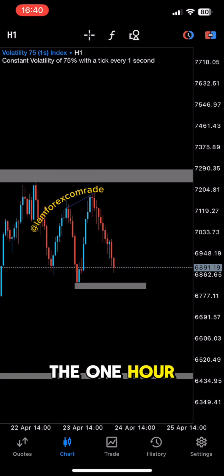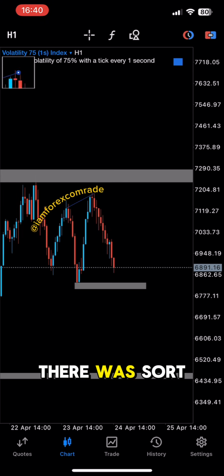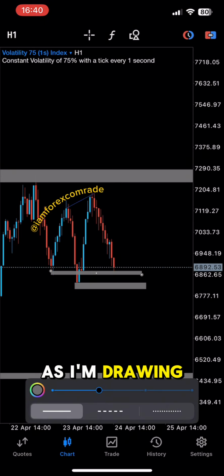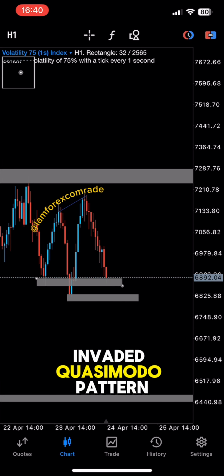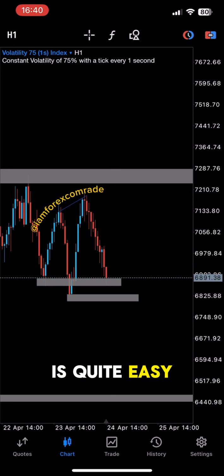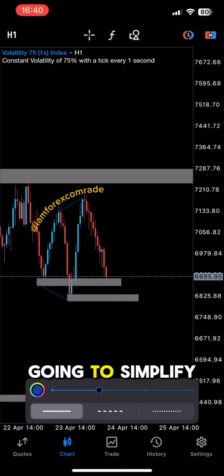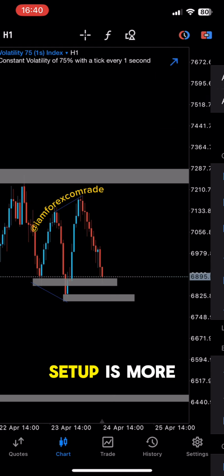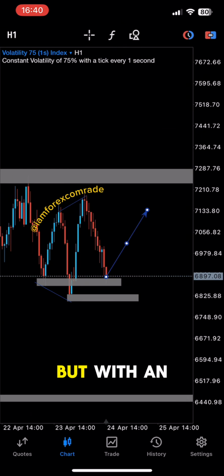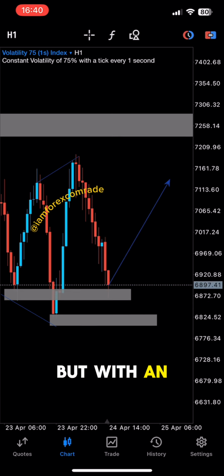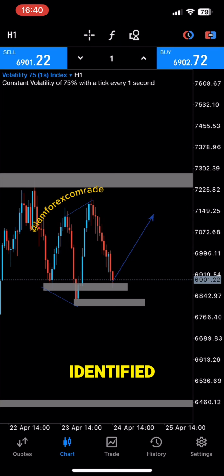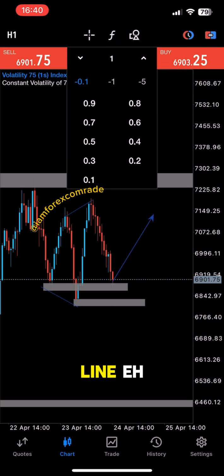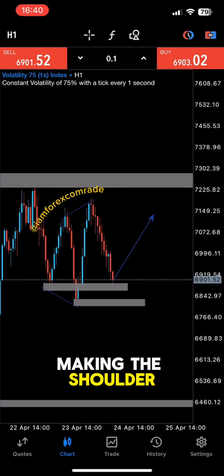But then in the 1 hour time frame, as we can see, there was a pattern that was formed, as I'm drawing right now. This is an inverted Quasimodo pattern. It is quite easy, but sometimes it may be difficult to identify, so I'm just going to simplify it for you. A Quasimodo setup is more like a head and shoulders, but with an asymmetrical neckline.